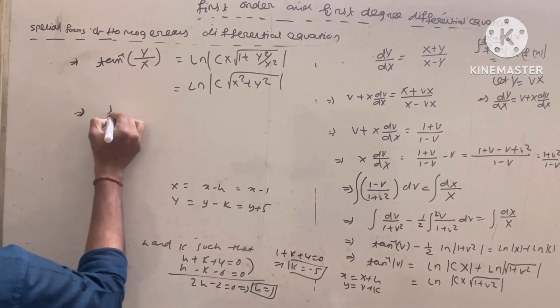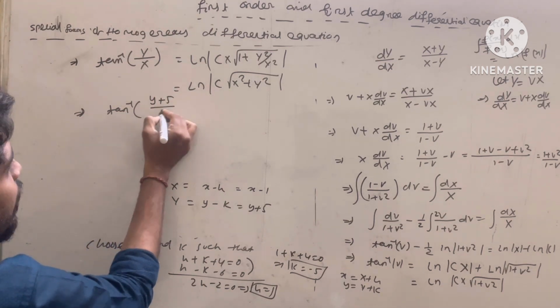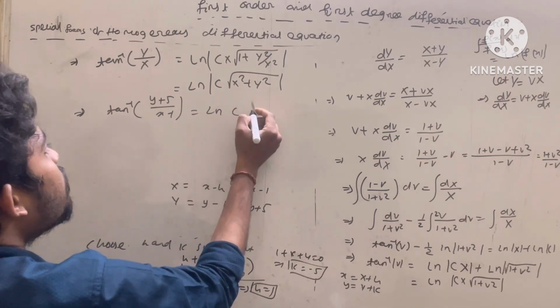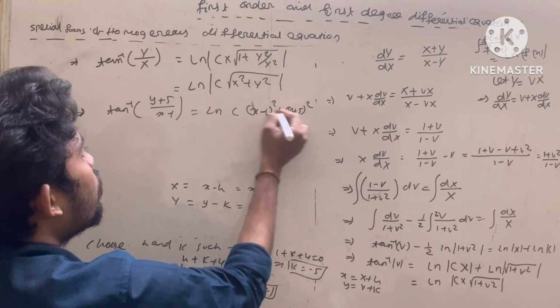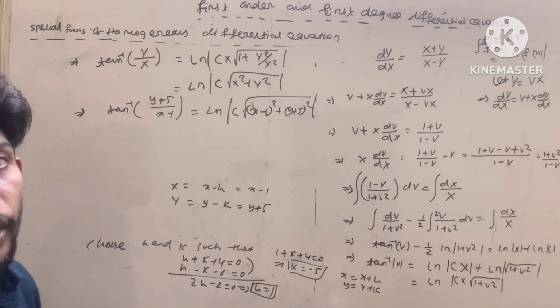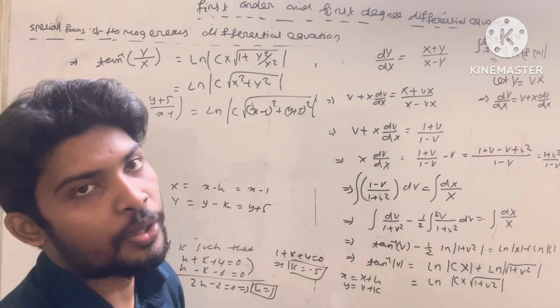So now this is tan inverse of (y plus 5) divided by (x minus 1), and this is ln of c times the square root of (x minus 1) whole square plus (y plus 5) whole square. Okay, so this one is the solution of the given differential equation.